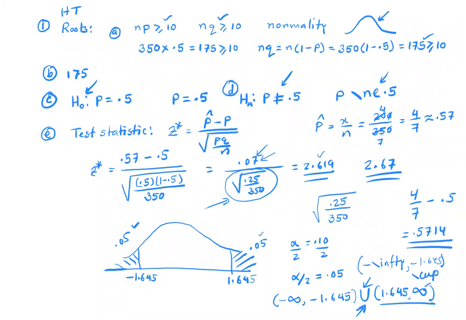And then look at the test statistic 2.67. Does it fall in either of these critical regions? Of course, it's not going to be on the left-hand side, right? It's going to be on the right-hand side. So it does fall in the critical region. Therefore, you will reject the null hypothesis that 50% of the people know about the show called Roots.